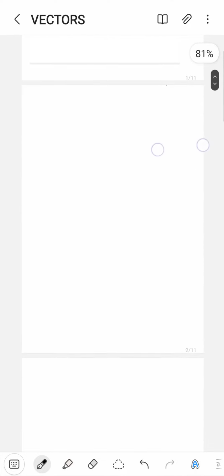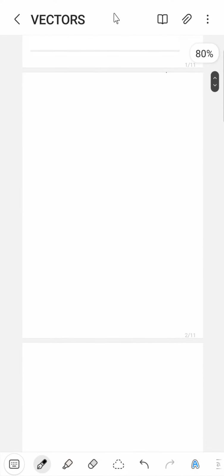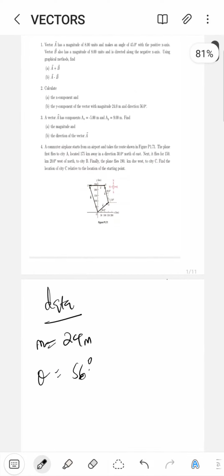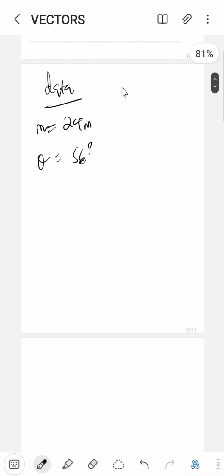So, the x component. What do we have? Our data is a magnitude of 24 meters, and a direction, which is the angle, 56 degrees. What else? We are asked to find the x component and the y component.